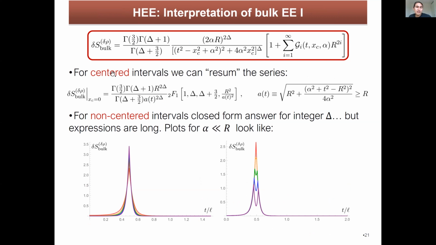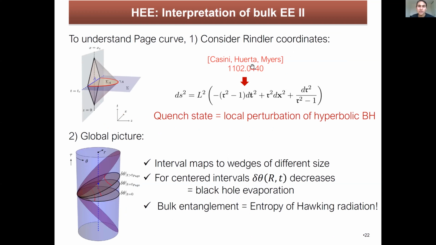If I plot the result of the bulk entanglement entropy, I get plots that look like this. This is what happens for center intervals, and the plot on the right is what happens for non-center intervals. In the next slide, I'm going to argue that this plot can be interpreted as a Page curve. And in fact, it is what you expect. So you expect that it grows initially in time, and then it decreases again to 0 as t evolves. Okay, so for this interpretation, there are two aspects to understand.